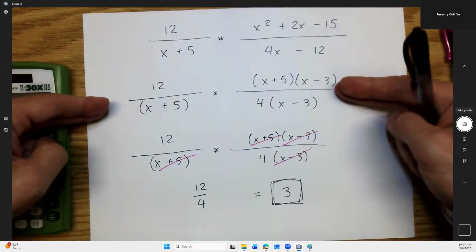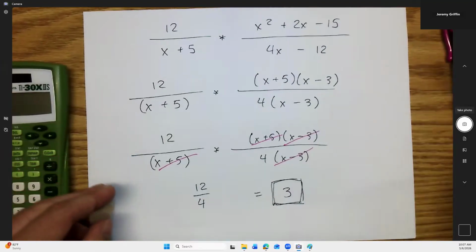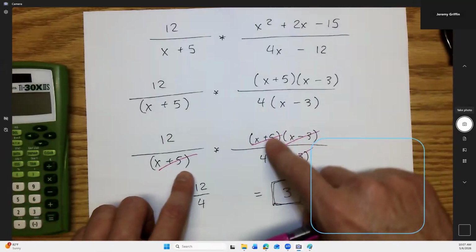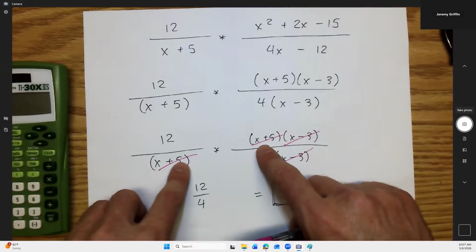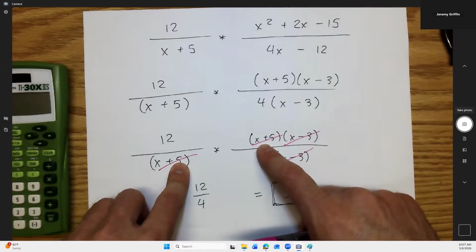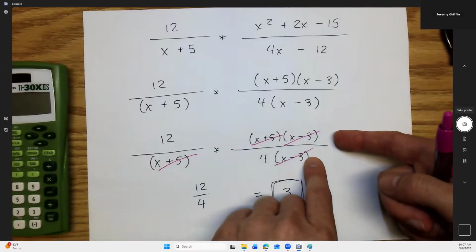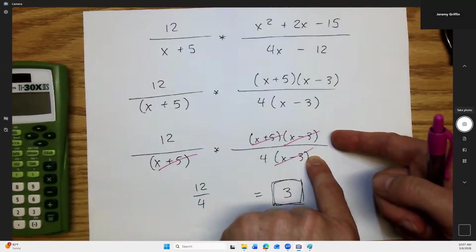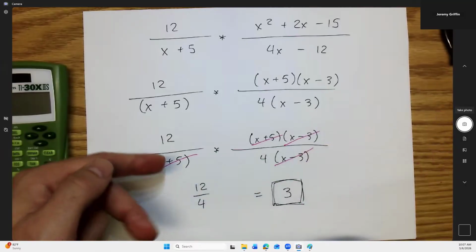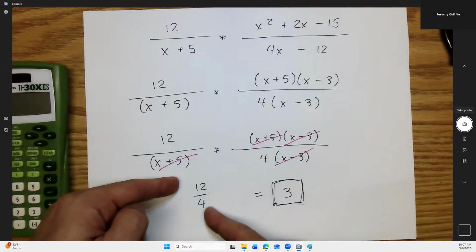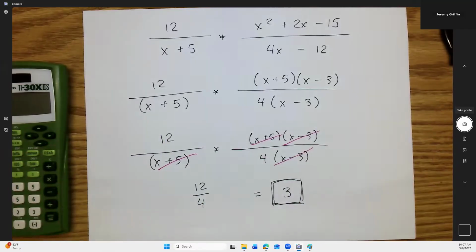Now, from this line to this line, I just copy and pasted it so I can do a bunch of canceling. So this x plus 5 definitely cancels. I suspected from the beginning that was probably going to be the case, and it turned out it was. But furthermore, look at this. This x minus 3 cancels too. And all I'm left with is a 12 here and a 4 down here. So 12 over 4, which reduces to 3. That's the answer: 3.